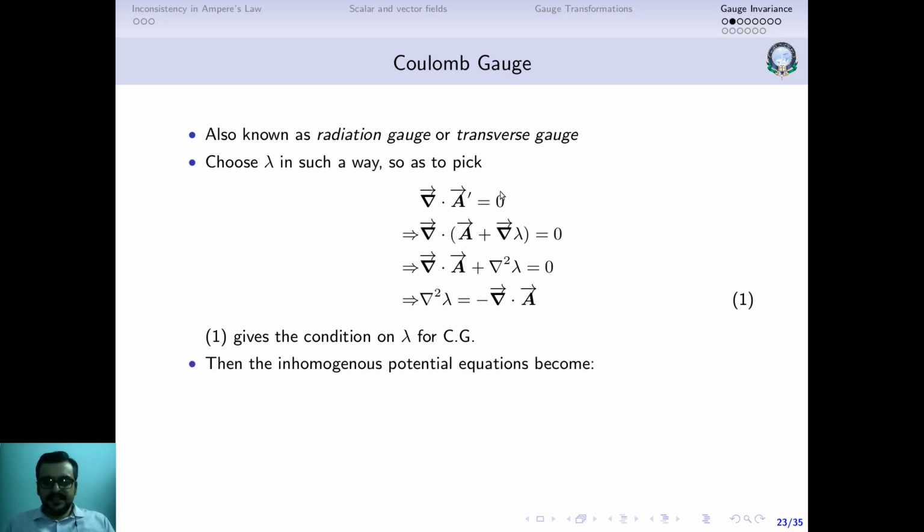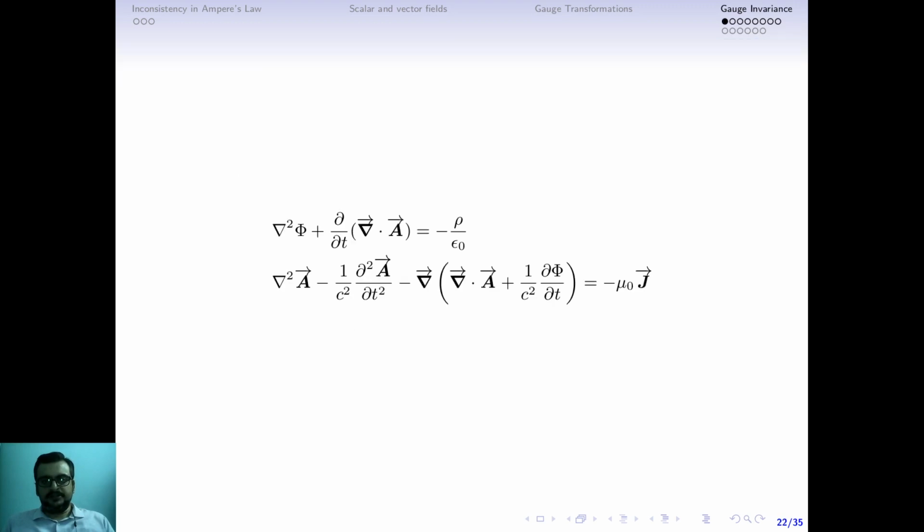In that case, what do the inhomogeneous equations become? Here I have written for ready reference our inhomogeneous second order differential equations. What have we chosen? In the Coulomb gauge, we have chosen lambda such that the divergence of A is 0. So this term is going to become 0 in the first equation, and in the A equation this term is going to be 0. Here we had two terms on the left hand side, and one term has vanished. So this is going to depend only on phi. So we have uncoupled this.